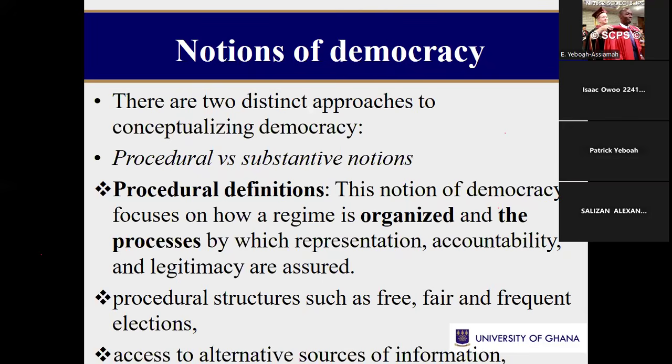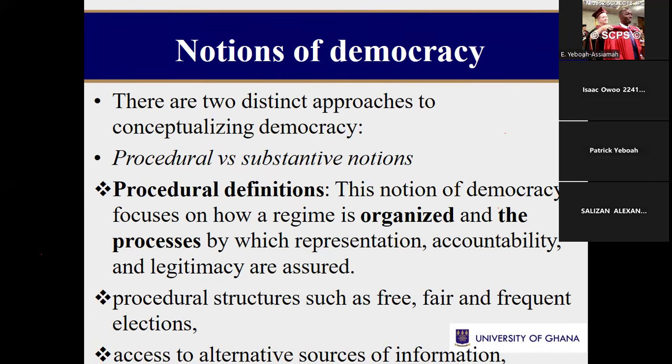When we talk of the procedural definitions, we are focusing on the way the regime is organized. This notion pays attention to how the regime is organized and the processes by which representation, accountability, and legitimacy are assured. Like you mentioned, majority rule. If we vote, the candidate or the party that gets the majority of the votes forms government and represents the people. Or if the people in the country are allowed to vote or elect their leader, as you mentioned, Isaac and Patrick. So these are the procedural definitions.